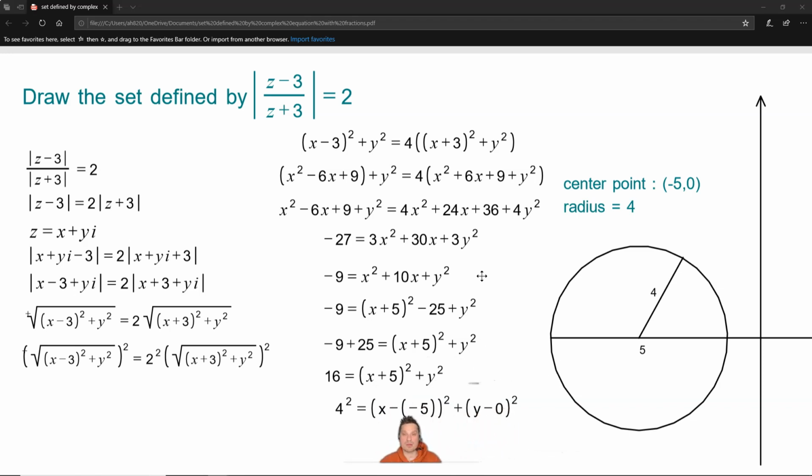Because this form above my head is the equation of a circle. The radius of this circle is 4. The x-coordinate of the center is negative 5. The y-coordinate of the center is 0. So in other words, the center point is negative 5, 0. The radius is 4. We're almost done.